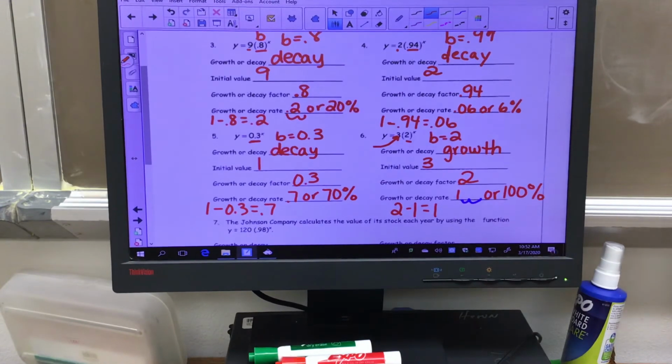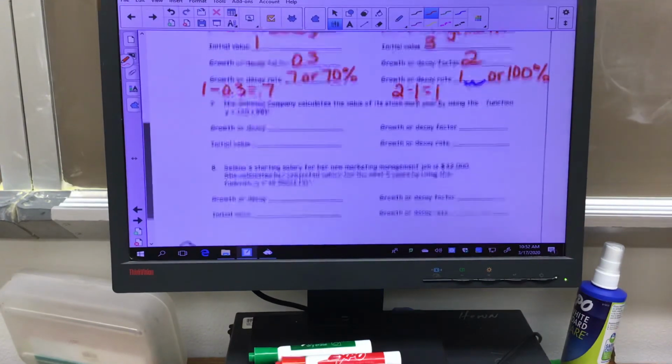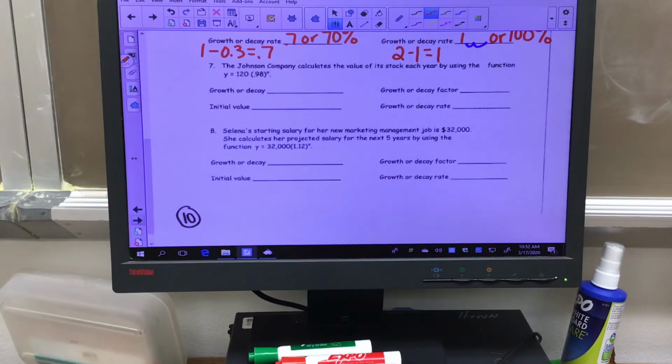Well, the next one, it looked like it was trying to trick you, but guess what? They gave you the function, so it doesn't matter what they say. No matter what, this is what I'm using. So I see my b is 0.98. So this is a decay. My initial value, which is what is in front, 120. Growth or decay factor, I got that 0.98. So 1 minus 0.98, 0.02. 2 to the right, 2%.